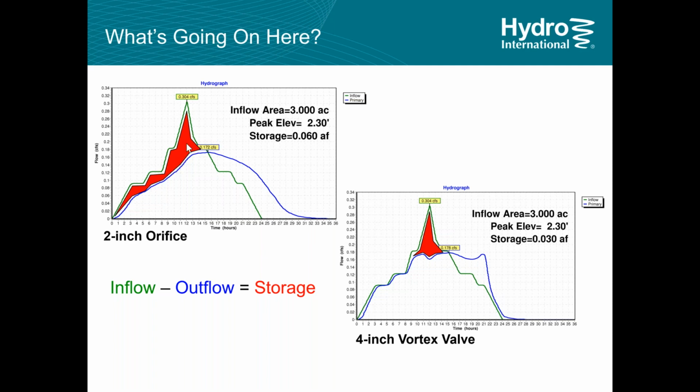You have to store all this volume in the red, because the 2-inch orifice starts storing right away. The 4-inch vortex valve doesn't start storing until the storm gets to the design point of 0.17, 0.18 CFS. At that point, now the 4-inch vortex valve starts acting like a 2-inch vortex valve. That's when it starts storing. So it only has to store the peak of the storm rather than the whole upper leg of the storm. That's how it happens. It's a little complicated.